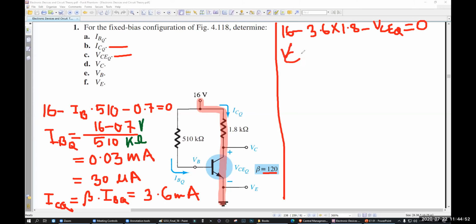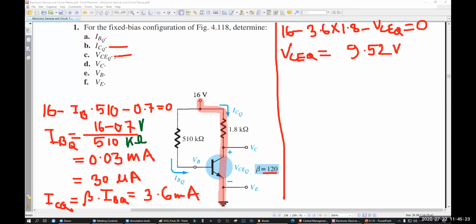VCEQ is equal to 16 minus 3.6 into 1.8. 16 minus 3.6 into 1.8 gives 9.52. So 9.52 volt, right?